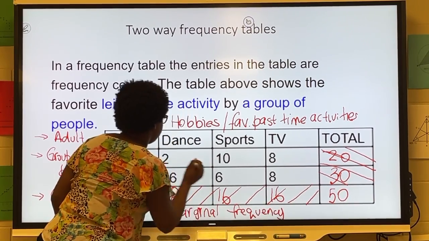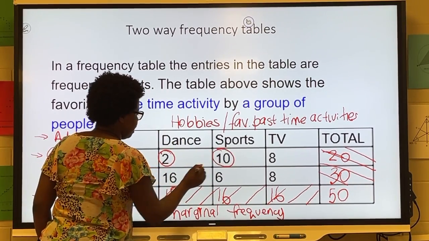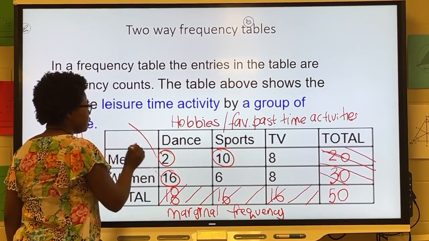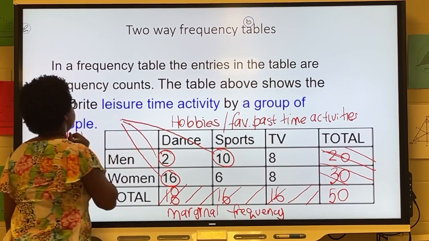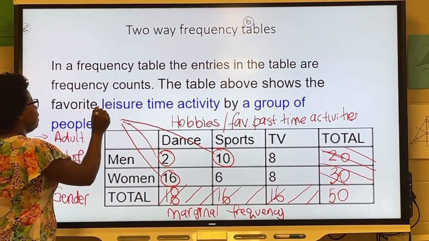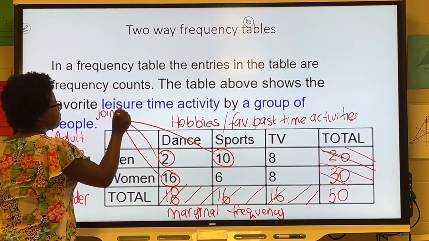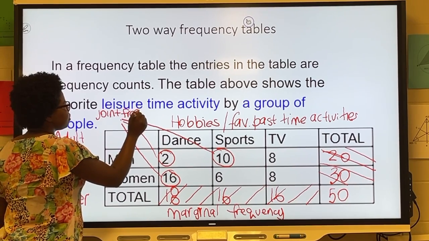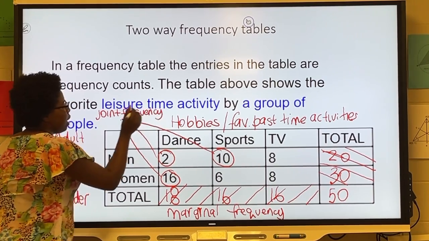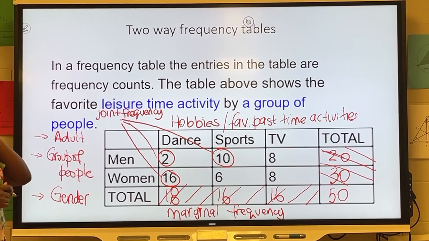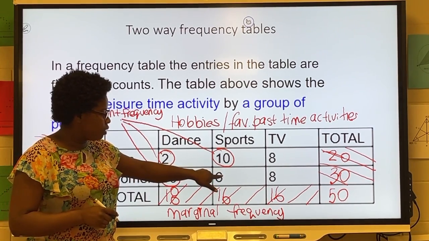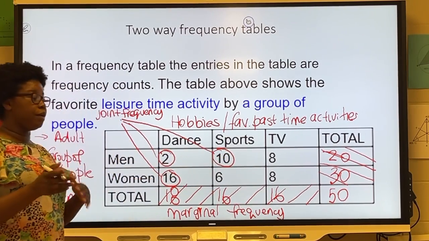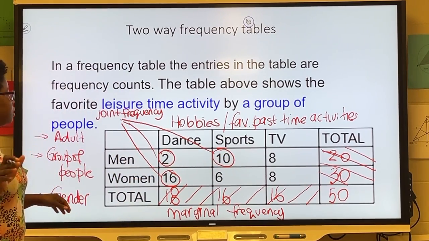And the 2, the 10, the 16 are considered to be your joint frequency. Alright, so that's how you complete your frequency table. They could have given you the missing regions within each joint frequency for you to find that, but very soon we're going to talk more about that.